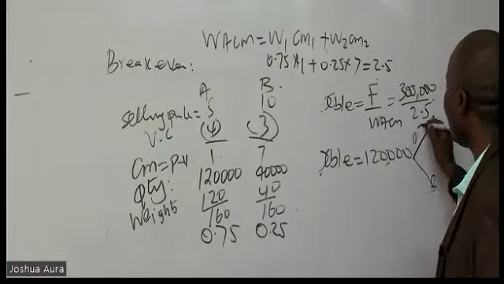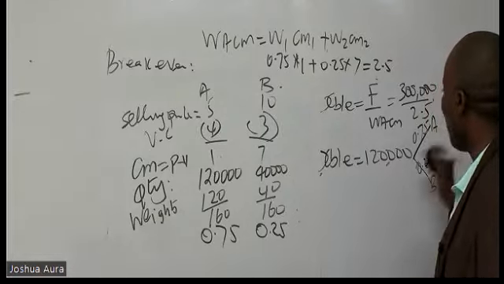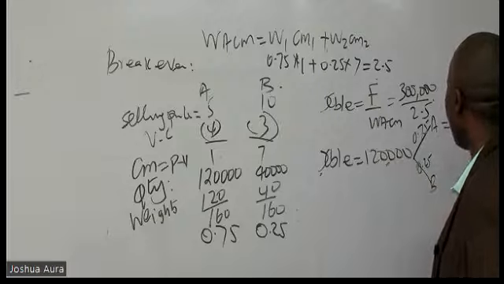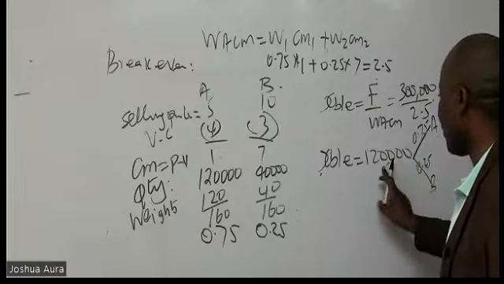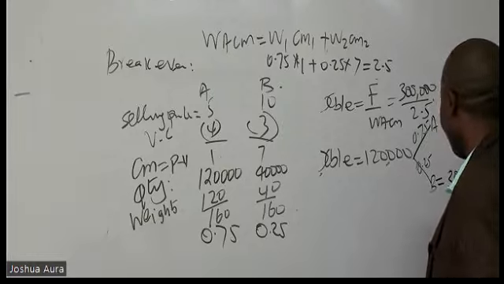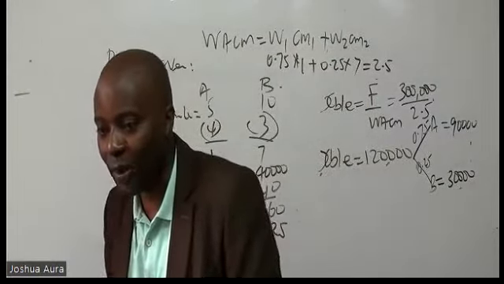We know that we have the decimals here, we have the fractions here, the weights. So for A, I'll take 0.75 times 120,000, which gives me 90,000. For B, I'll take 0.25 times 120,000, which gives me 30,000. Because the two must add up to what here?